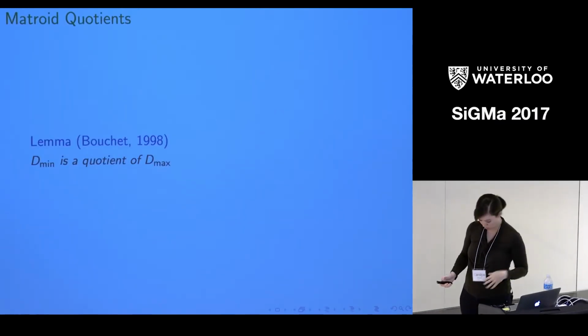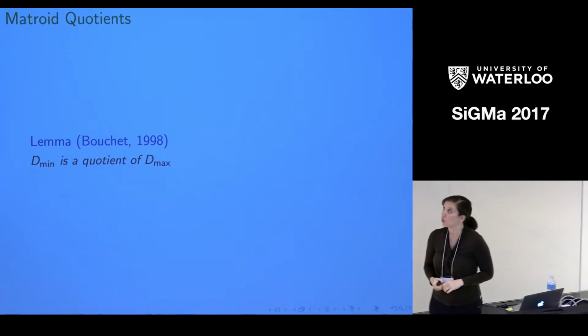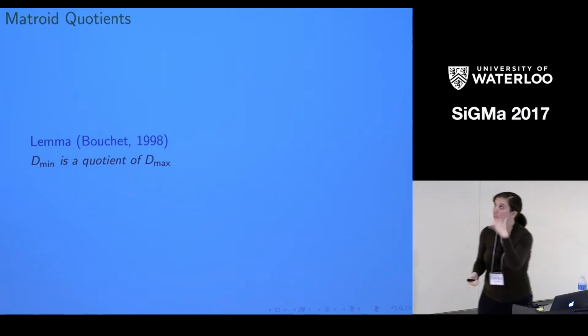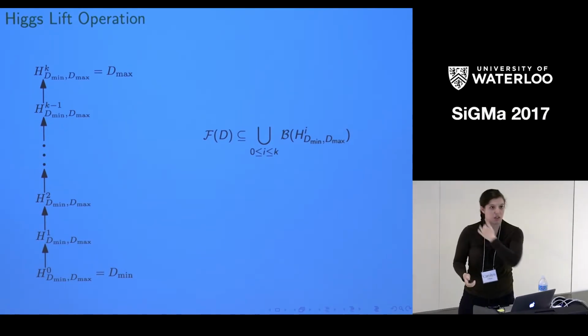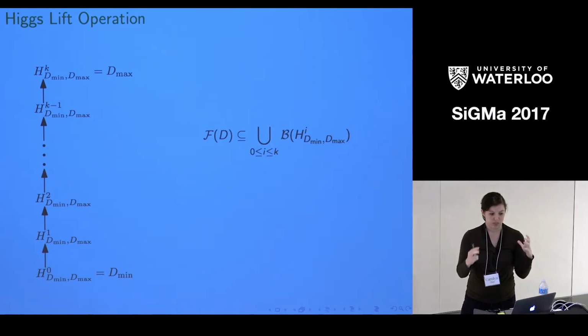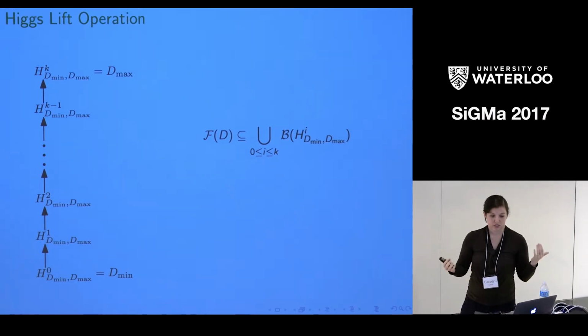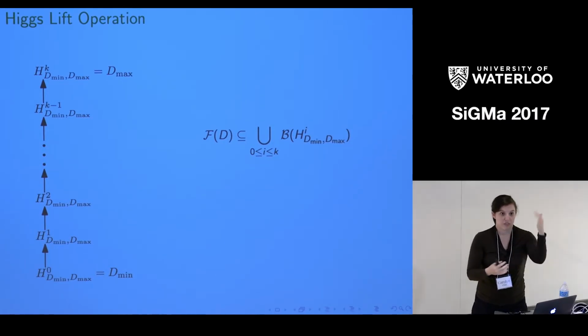Bouchet showed that D min is a quotient of D max. So we could put D min at the bottom and D max at the top and fill in all of these Higgs lifts, the Higgs lifts between the two matroids. This gives us a structure in which a delta-matroid could live. Actually, it is itself a delta-matroid.